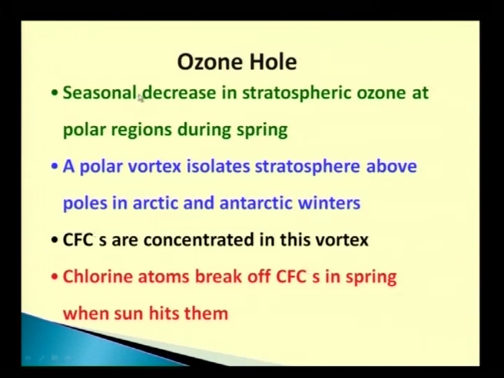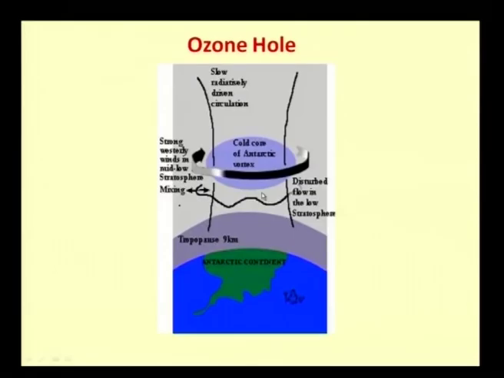The ozone hole is a seasonal decrease in stratospheric ozone at polar regions during spring. A polar vortex isolates the stratosphere above the poles in Arctic and Antarctic winters, and the CFCs are concentrated in this vortex. The chlorine atoms break off CFCs in spring when the sun hits them, and therefore it is climate dependent, and this particular phenomenon happens at the poles. Looking at the diagram, here is a polar region and here is a vortex. In this region the amount of ozone is very low, and that is called the ozone hole. Here you can see this portion, which is called the ozone hole.